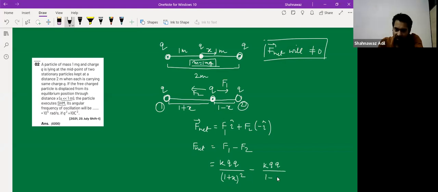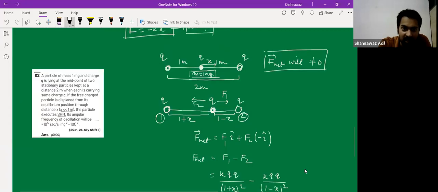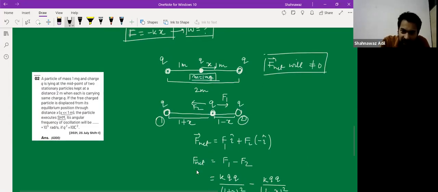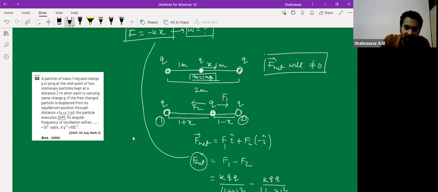One minus x squared, 1 minus x. Correct, Charles. Yes. So, what is our goal, guys? Our goal is to prove that this F net is like this, right? That is how we can say that the force is oscillatory, right?